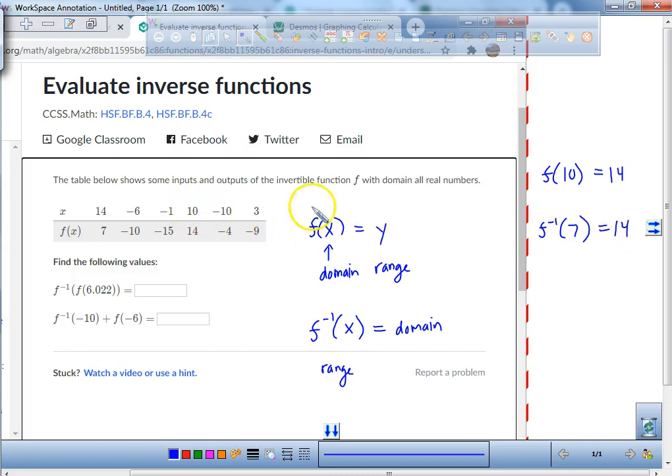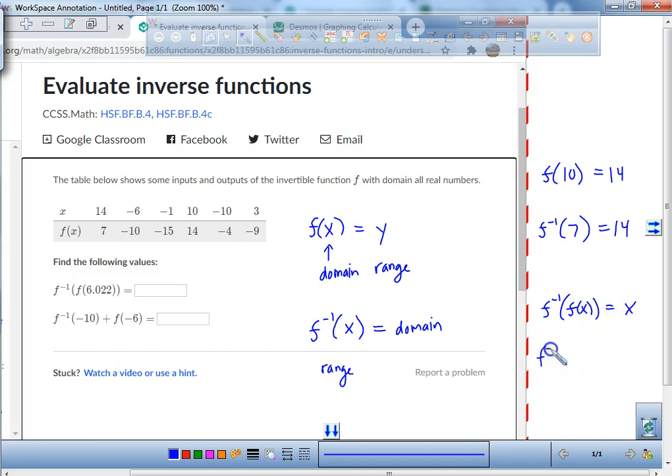Well, the first one, they said f of 10. That means you plug in a 10, you get a 14. But this one means if you go backwards, if you start at your y value, you go back to your x value. Now, something we learned yesterday is that the inverse of f of x always equals x.